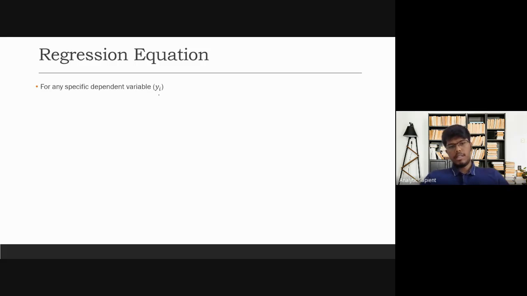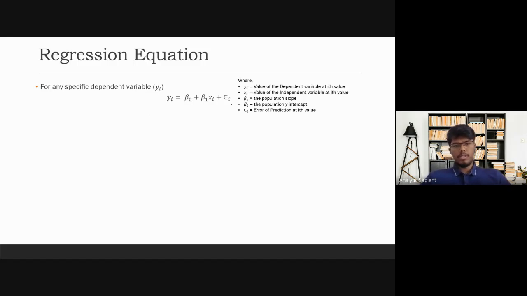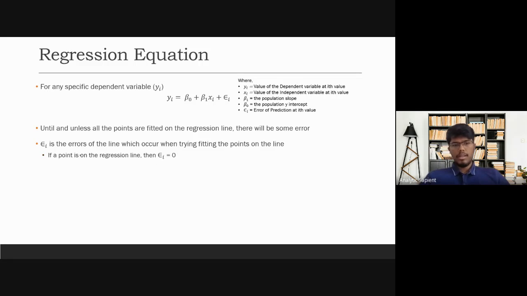And for any specific dependent variable, this is already mentioned. Unless all points are fitted on the regression, there will be some error, as I told just now. The error is the error of the line which occurs when trying to fit the points on the line. And if a point is on the line, then error is equal to 0. But since that is not the case, it has some error.